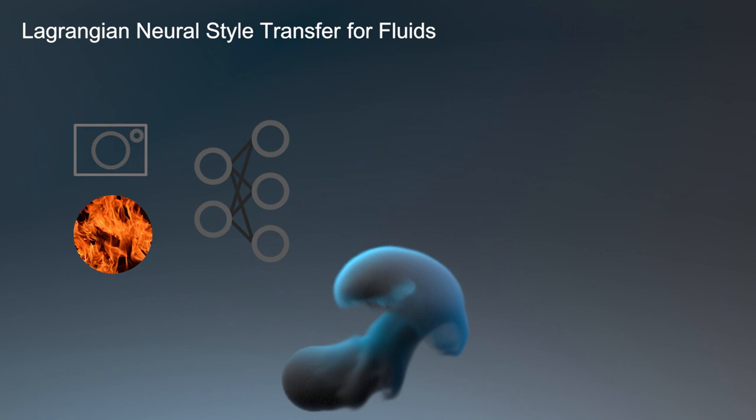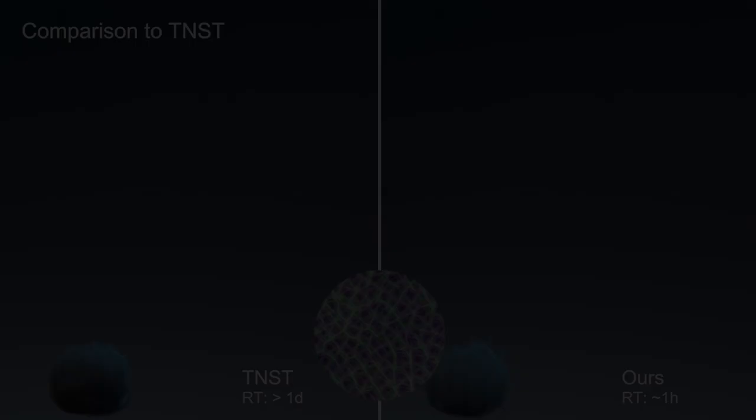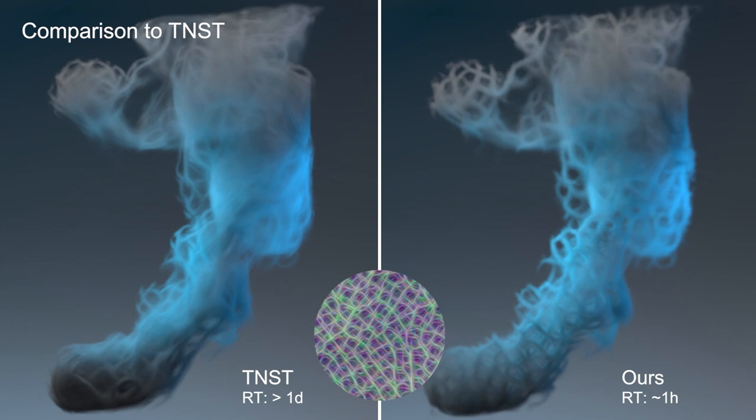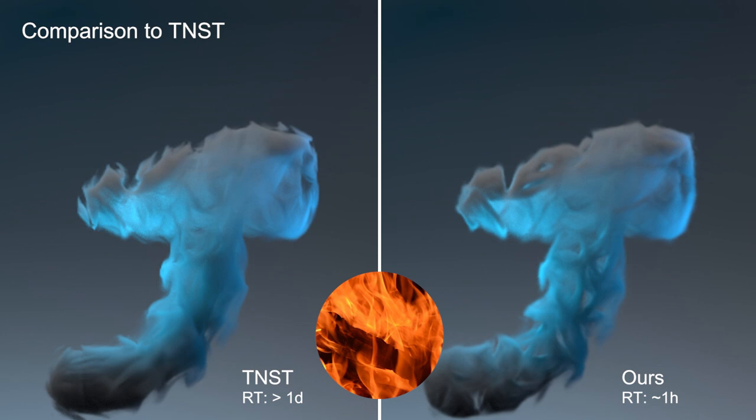The Lagrangian approach reduces the computational cost to enforce time coherency, increasing the performance of results from one day to a single hour. In addition to the increase in speed, our method also improves the temporal coherency quality. While the grid-based approach morphs structures even in regions that remain invariant over time, our particle-based method ensures that stylized structures are preserved.